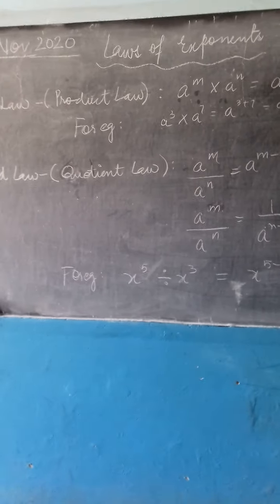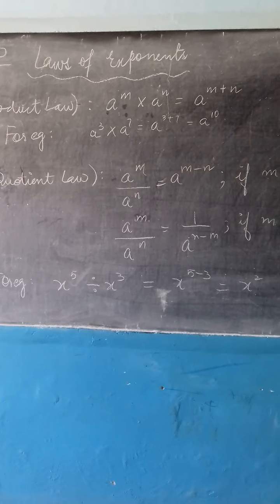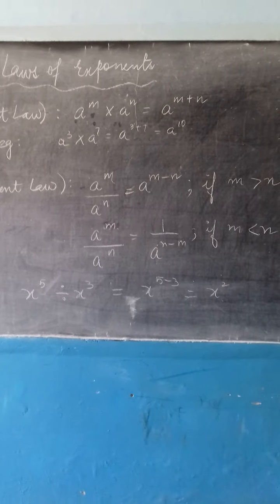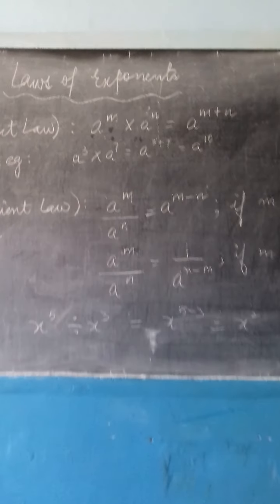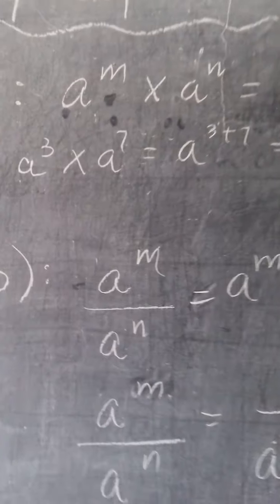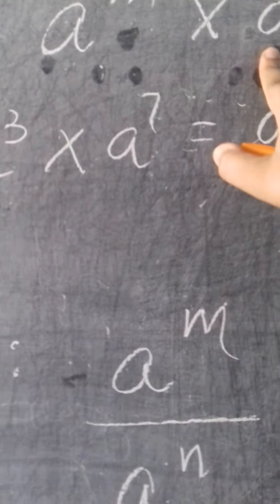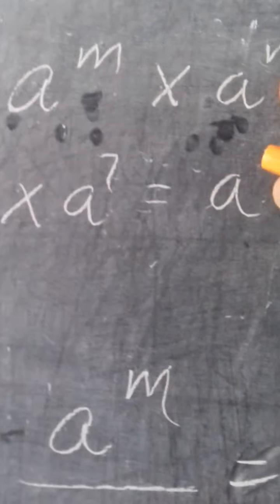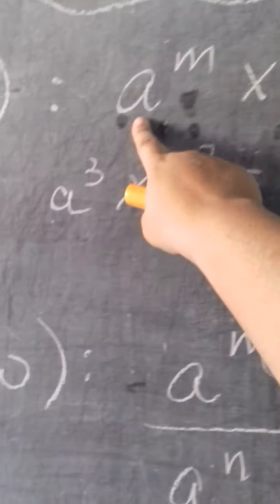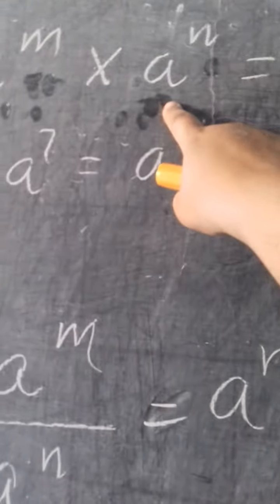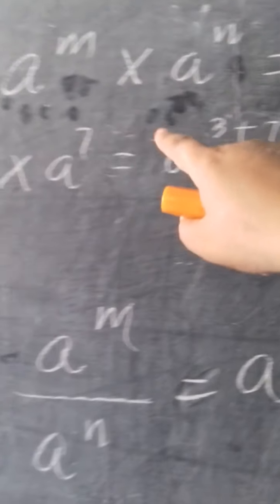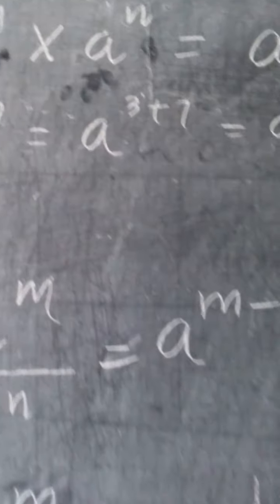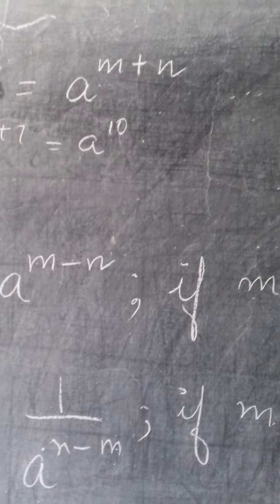It says when numbers are in exponent form with the same base, to get their product add their powers. Like base is a and the power is m, base is a and the power is n. You want to multiply them, don't open them or break them, just add these powers, m plus n.